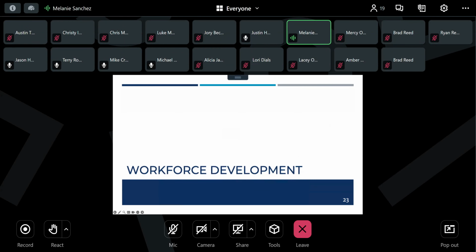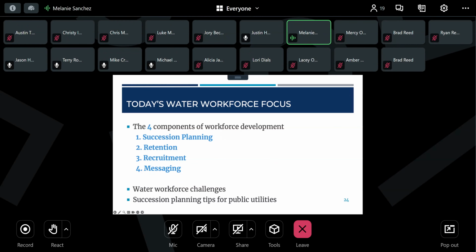So now we'll move on to workforce development. Basically, how can we build out and maintain our workforce, right? So let's talk about it. What is workforce planning? There's typically 4 parts to it: succession planning, retention, recruitment, and messaging. I would also add a 5th challenge, which is sometimes self-motivation, right? Not just retaining employees, but also how to keep people running the facilities and keep themselves excited about what they do.